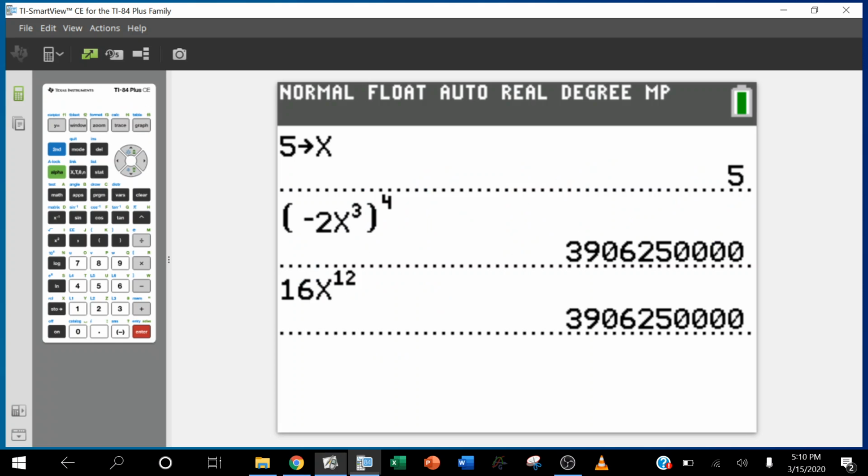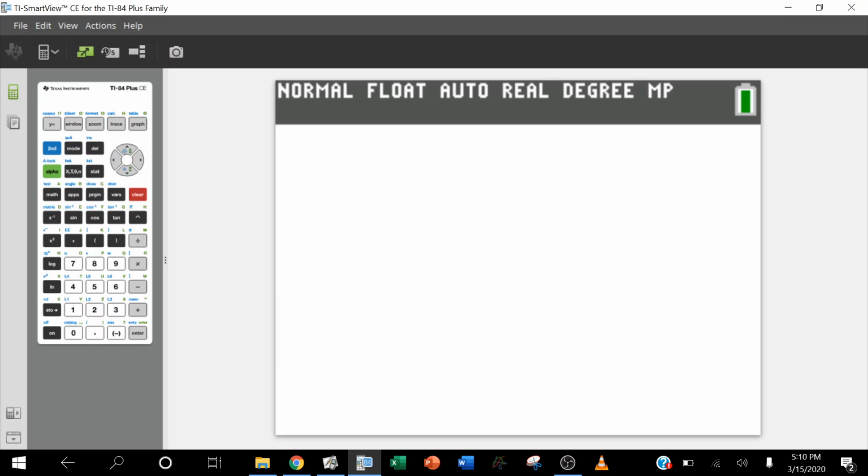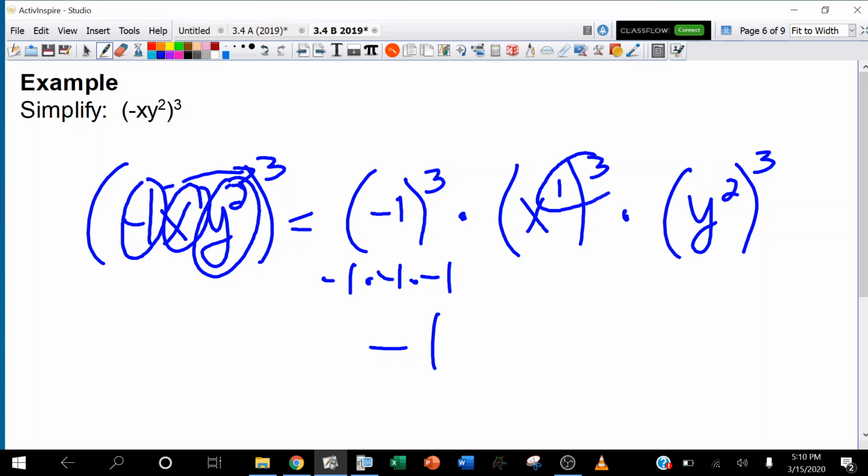So once again, that's also something you could do in the calculator. I'm going to type this in just like it's written in the problem. The negative 1 in parentheses to the third power would be negative 1. And then here I have the double exponents, x to the first to the third. 1 times 3 is 3, so this would be x cubed. And then here I have the double exponents again. 2 times 3 is 6, so this would be y to the sixth power. So that's what you get when you do something like that.